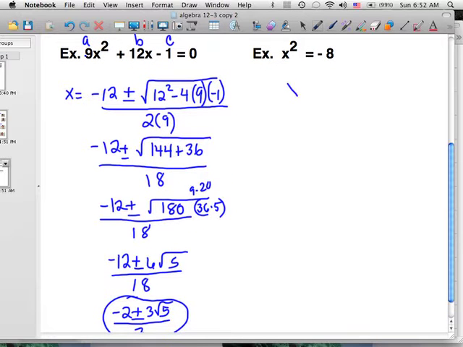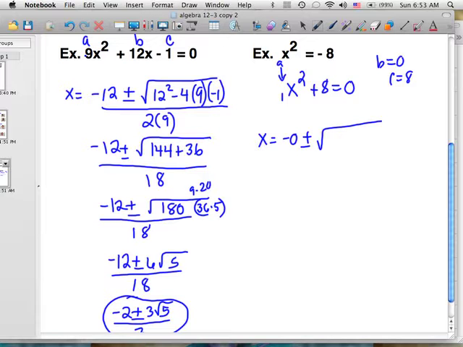Second example, x squared equals negative 8. We have to set it equal to 0, so add 8 to both sides, so x squared plus 8 equals 0. So a is 1. There is no x term, so b is 0. And c is 8. So our solution, the values for x that work, x equals the opposite of b, so that's the opposite of 0, plus or minus the square root of b squared, that'd be 0 squared, minus 4 times a, 1, times c, which is 8.